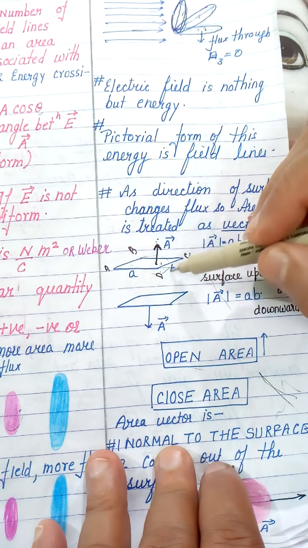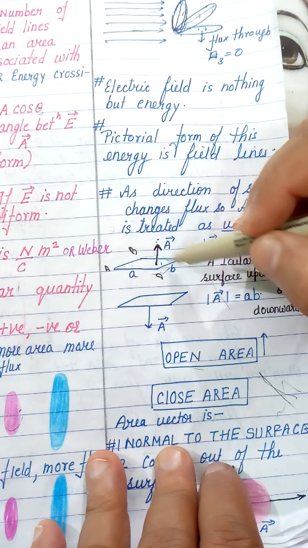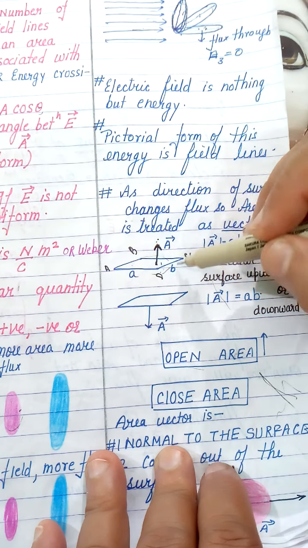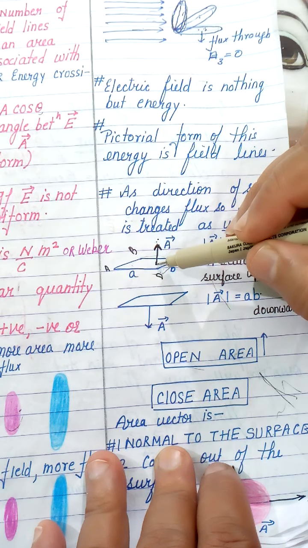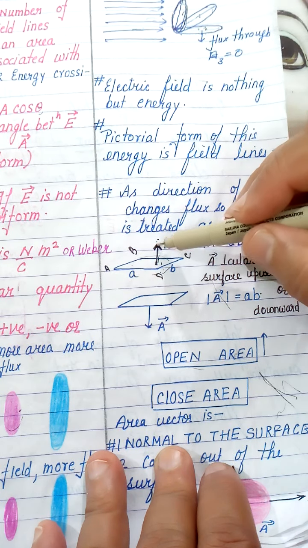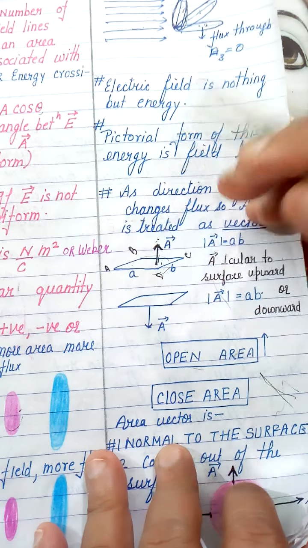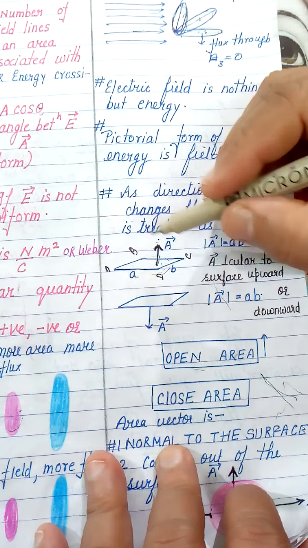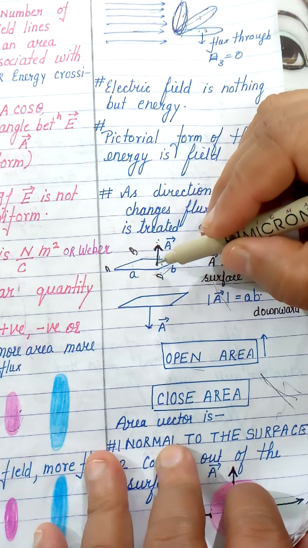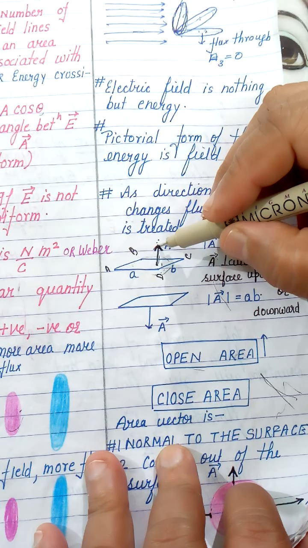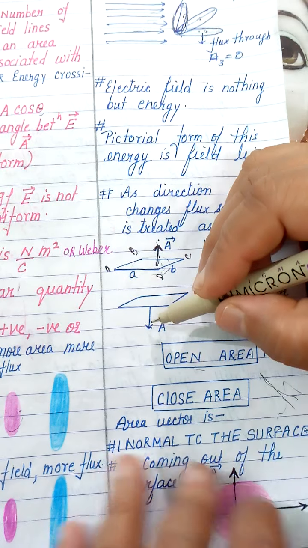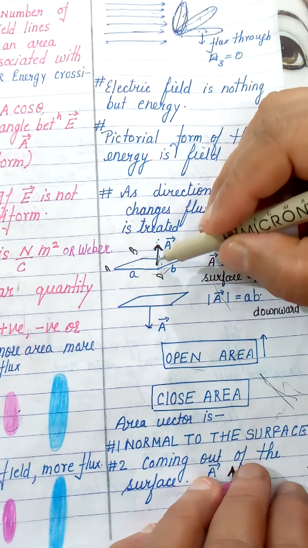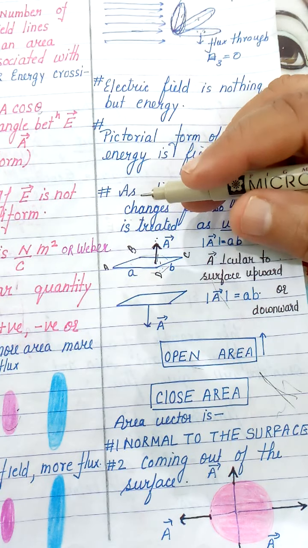perpendicular to the surface. If it is an open area, for example this rectangular surface area, then area vector is perpendicular to the surface area. But here you have a freedom that you can take this area above the surface area or below the surface area. The only condition is that it should be perpendicular to the surface.